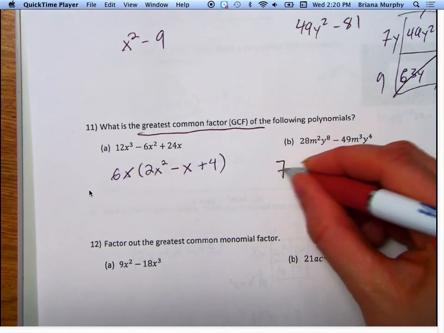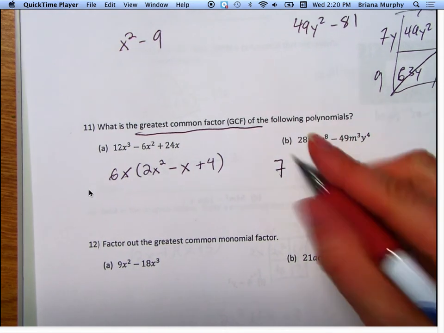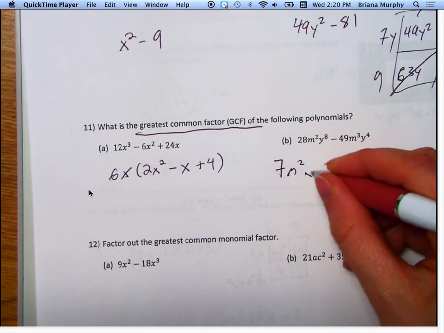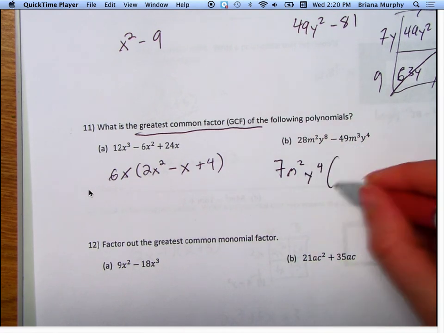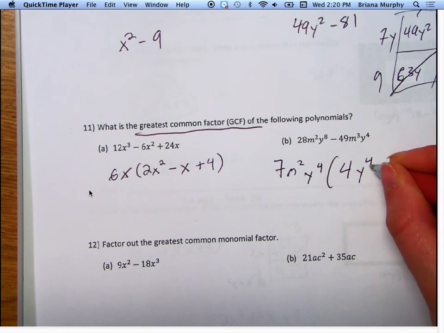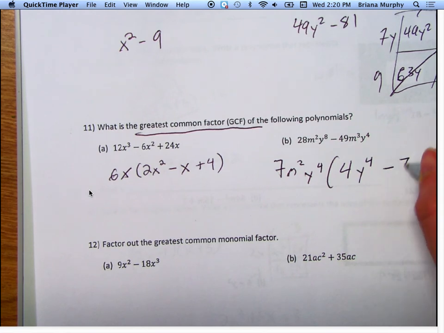Okay. M squared and m to the third, I can take out an m squared. Y to the 8th and y to the 4th, I can take out a y to the 4th, right? So I'm left with 4y to the 4th minus 7m.